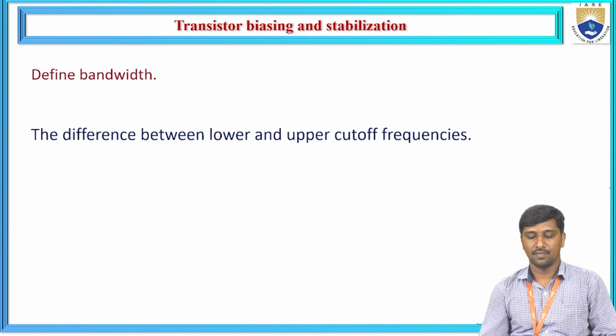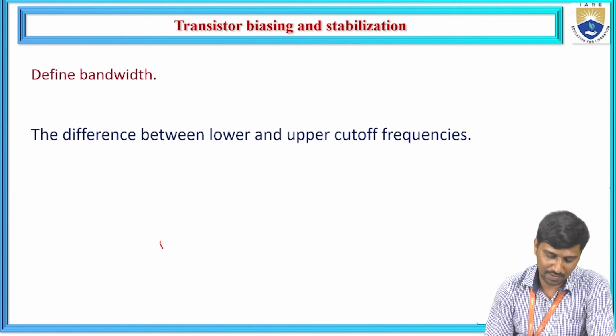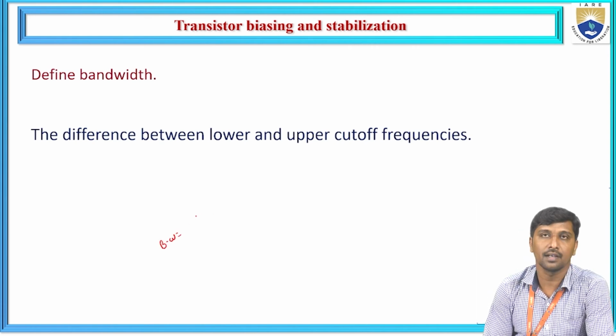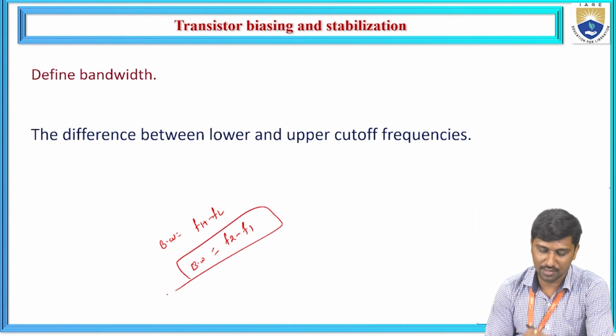Now define bandwidth. Generally, the bandwidth is defined as the difference between the upper cutoff frequency and the lower cutoff frequency, that is FH minus FL, or the difference between the two frequencies F2 minus F1. That is also called bandwidth.